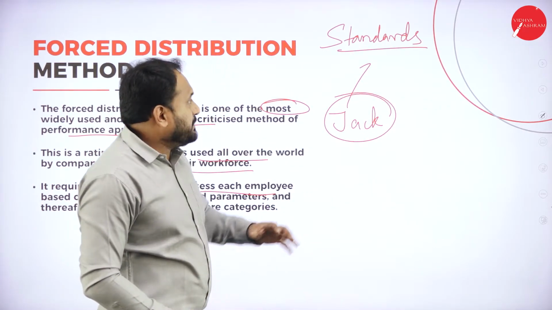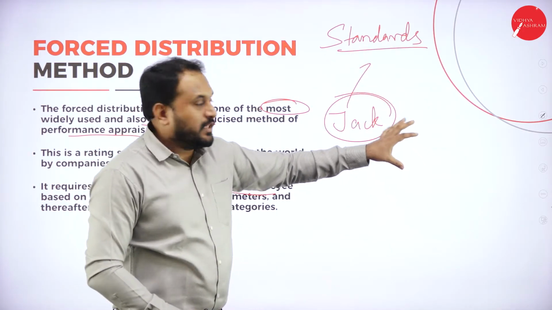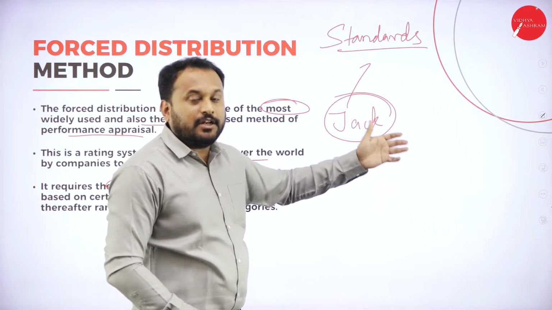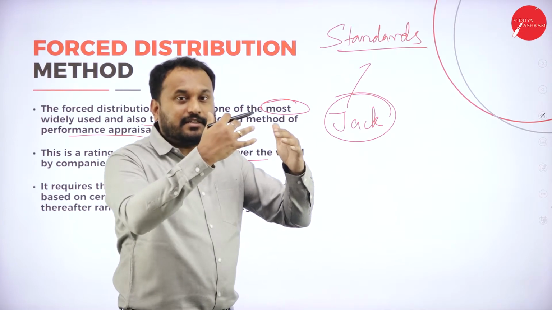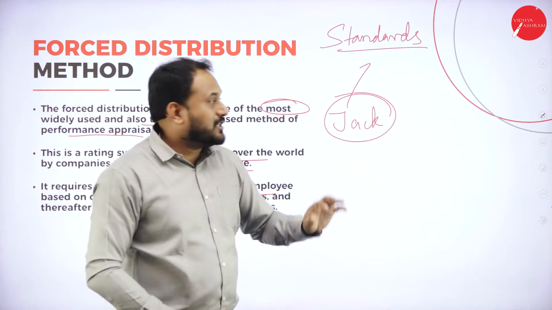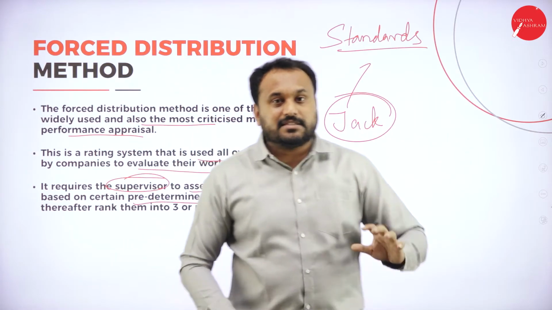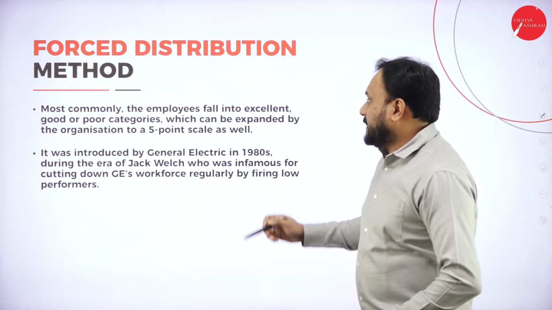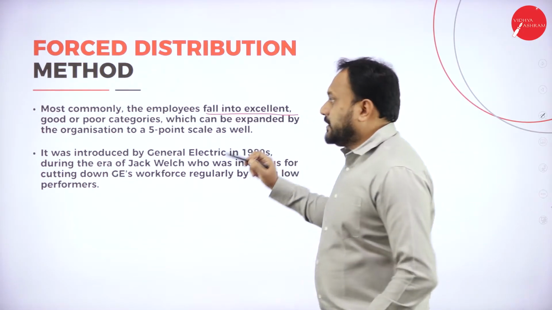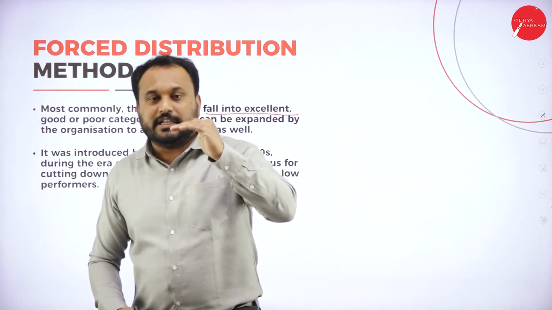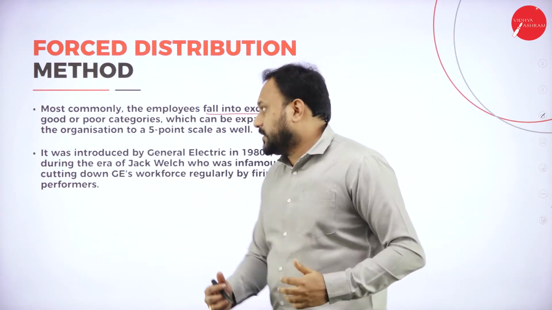Now what happens is, productivity will be more. More people will do the job very fast. If they do not do it, they are in the least group. The minute they are least, Jack will dismiss those people. That is why it is the most criticized method of performance appraisal. Most commonly, the employees fall into excellent. Many employees always want to be in the excellent way. That is, they work like a machine.